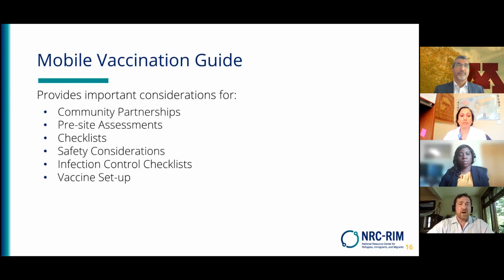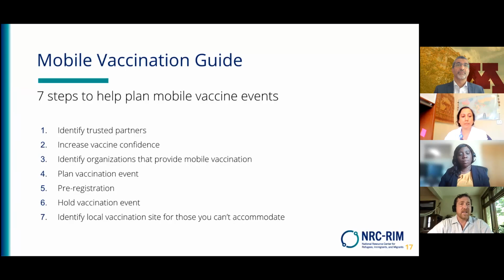So we're going to go through a few ways of thinking about that, not just showing up and having a vaccine, thinking that that's the end of the job, but thinking about how to develop community partnerships, doing a pre-site assessment, going over some checklists, safety considerations, infection control, and setting up vaccines. So next slide. And so we're going to go through 7 steps.